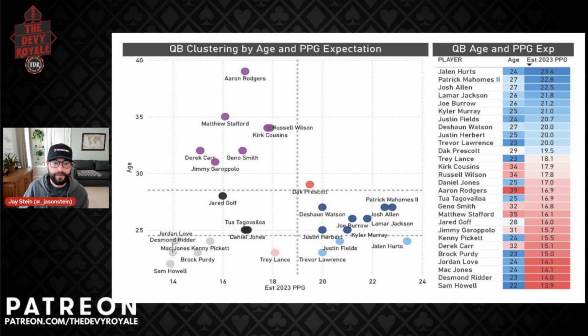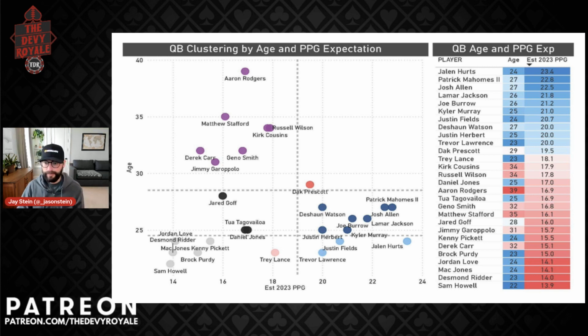The lines are sort of breaking these guys into different zones and different clusters here. If you start at the bottom left, those are the young guys. They're less than 25 years old, and their estimated score is between 14 and 16 fantasy points per game. And then as you move to the right, you pass Trey Lance and you go to the bottom right-hand side, and that is Jalen Hurts, Justin Fields, and Trevor Lawrence in that cluster. So those are young guys that will score above 20 fantasy points per game.